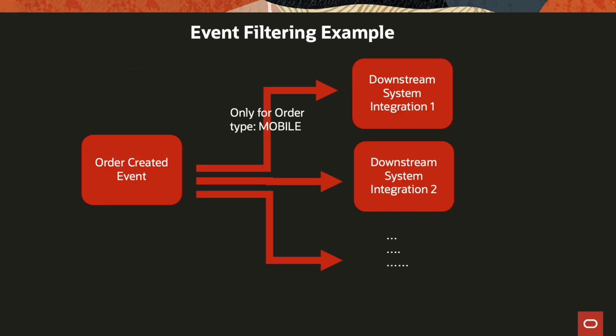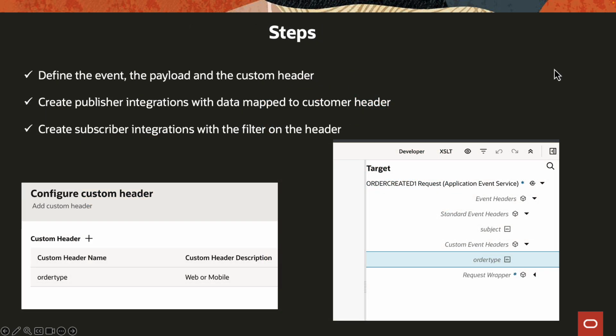So in today's example, we will be taking a look at the order created event, and we will have two subscribers, one publisher, and one of the subscribers will have a filter for the order type mobile. So that means whenever an order is created with the order type as mobile, that integration will run, as well as the other integration, because there's no filter on that. But for any other values, only the second subscriber integration will run, and not the one which has the filter for mobile, right?